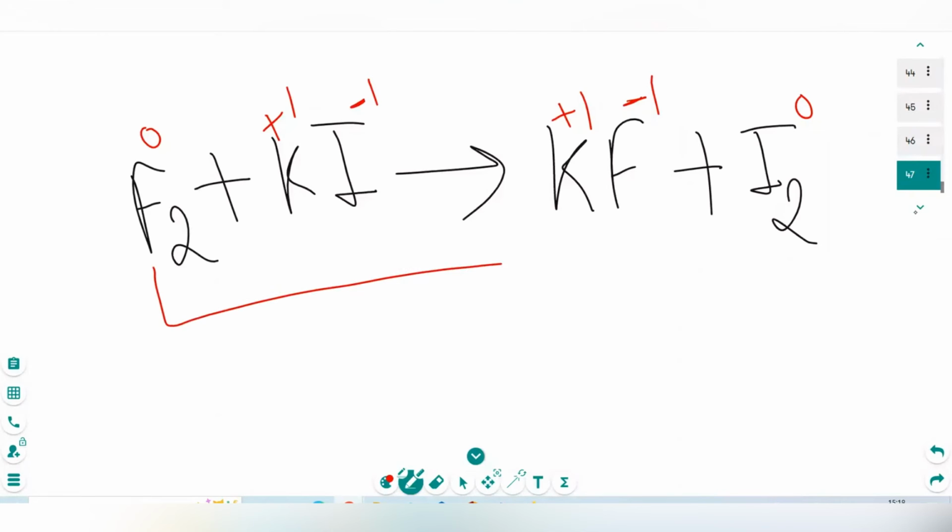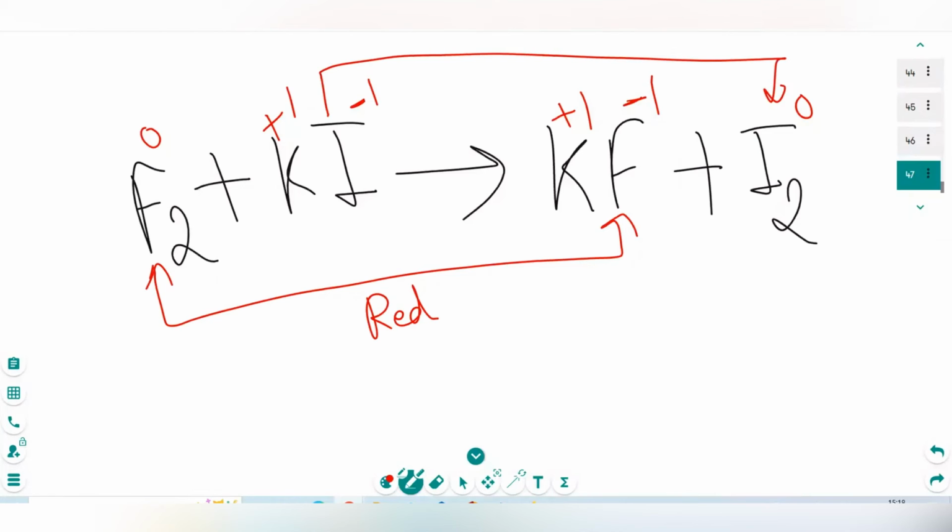So what is happening? This is becoming from 0 to -1. That means it is reduction. Superb. This is reduction. And what is this becoming? -1 to 0. That means it is oxidation. Very nice. You have taken out this. But my question was, will this reaction take place or not?